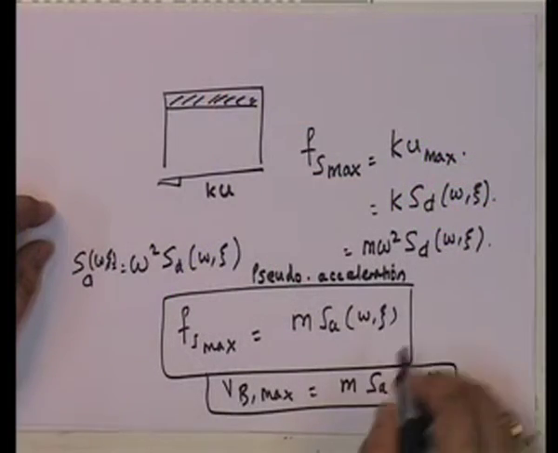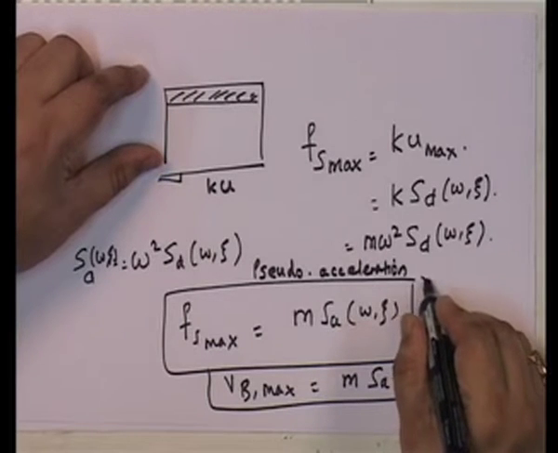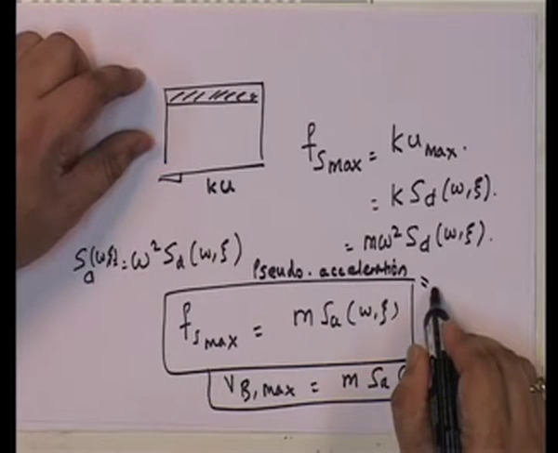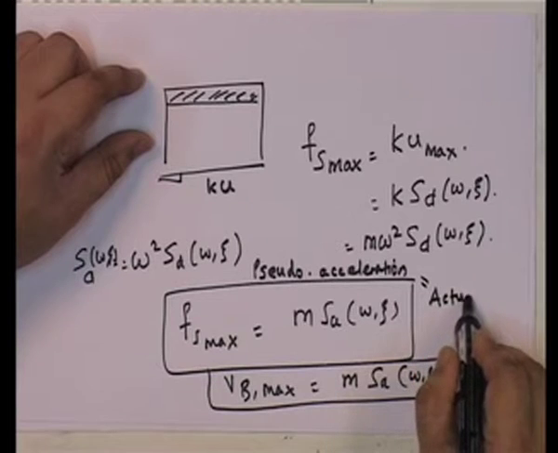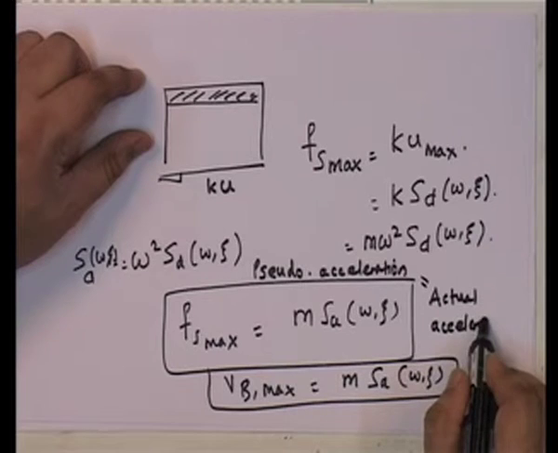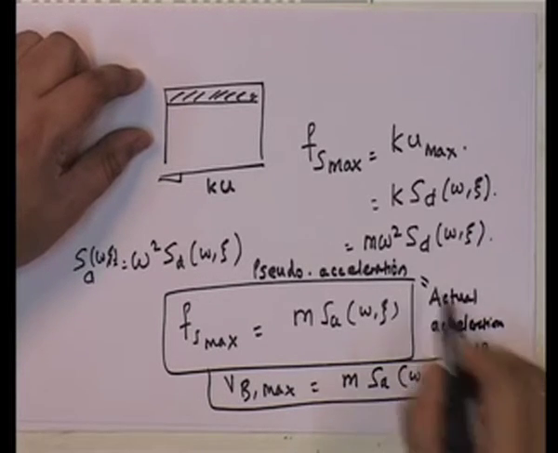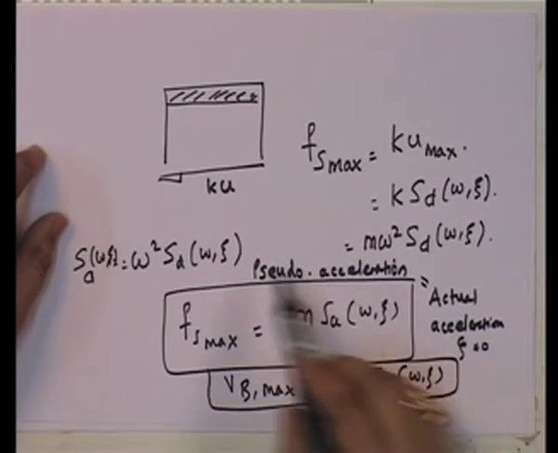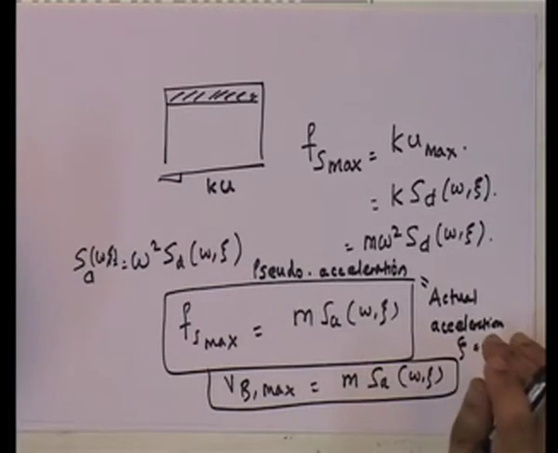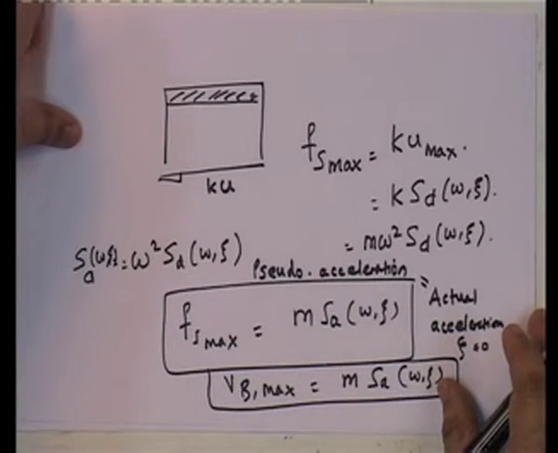Okay. So, in a way, the pseudo acceleration is equal to the actual total acceleration if psi equals 0. Only for psi equal to 0 is the pseudo acceleration equal to the actual; otherwise it is not. However, the pseudo acceleration spectrum is actually more important to us, because what does it do?